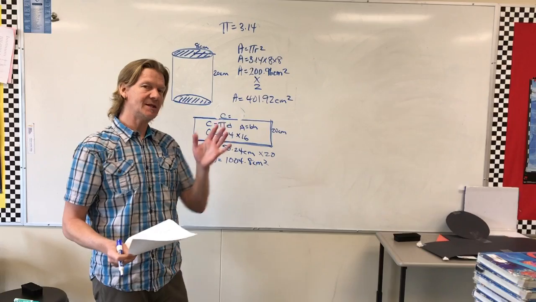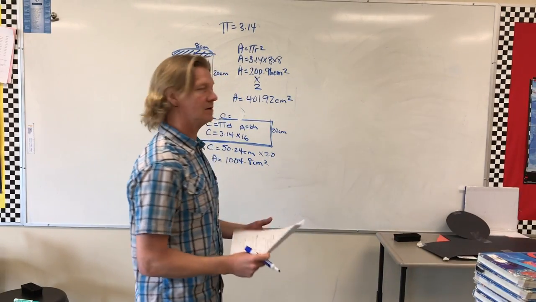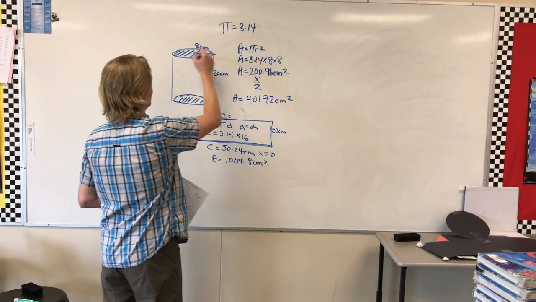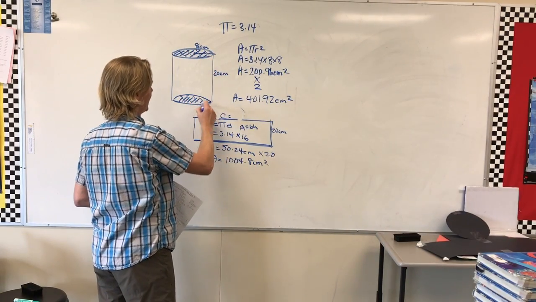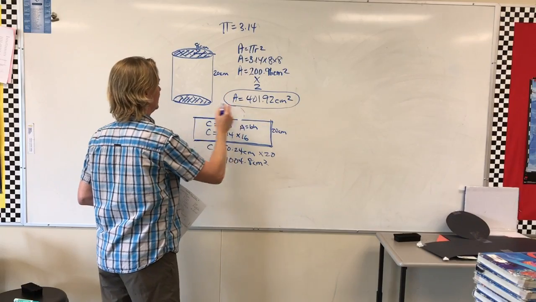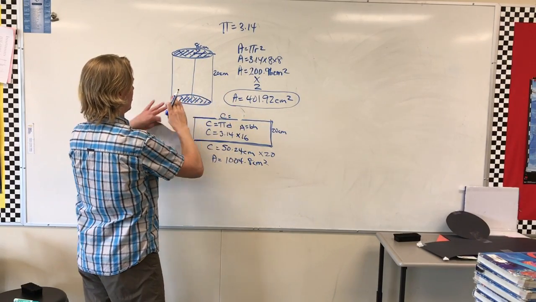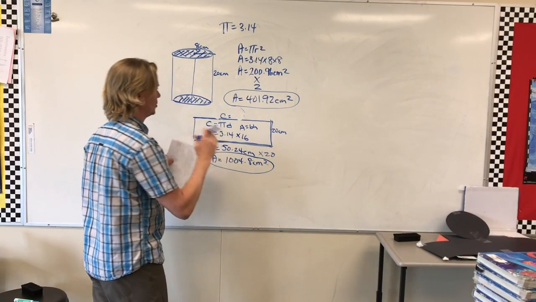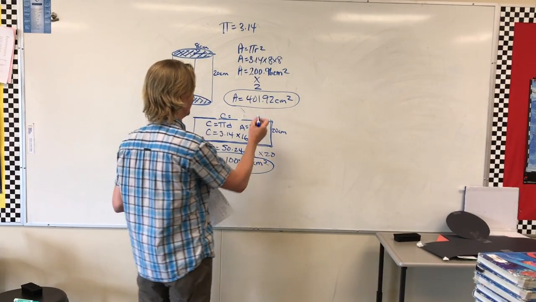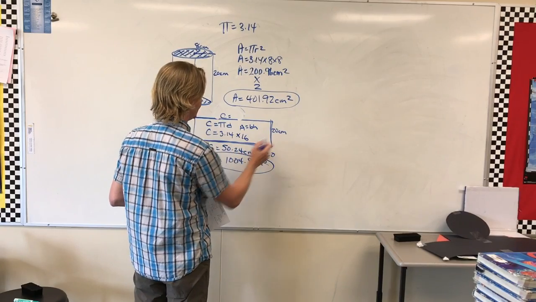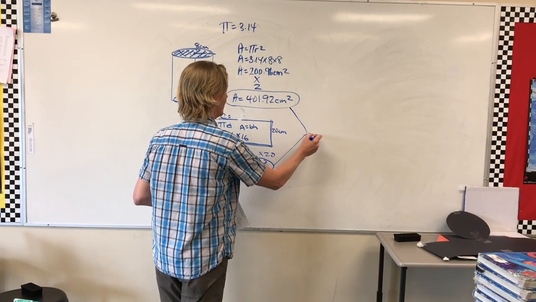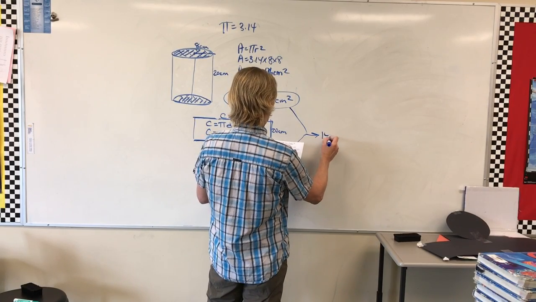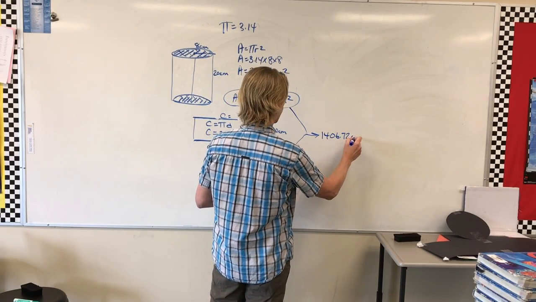So now, it's been lots of steps, I realize that, but once you do a few of these, it clears up. Or watch this video several times, okay? So, the area of both of the circles was this. When I took this apart, if I cut this right here, open it up, I get a rectangle. The area of my rectangle is this. So the total surface area on the outside of the cylinder is this 401 plus this here. If I add them together, I get 1406.72 centimeters squared.